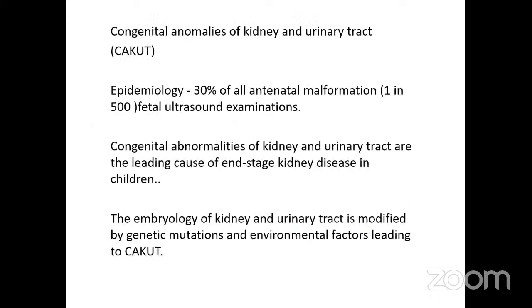Next slide, please. So this is a brief introduction of development, and now I'm going to the congenital anomalies of kidney and urinary tract, also known as CAKUT. The epidemiology: they constitute 30% of all antenatal malformations, and 1 in 500 fetal ultrasound examinations shows CAKUT. Congenital abnormalities of kidney and urinary tract are the leading cause of end-stage kidney disease in children. The embryology of the kidney and urinary tract is modified by genetic mutations and environmental factors, leading to CAKUT. Next slide, please.